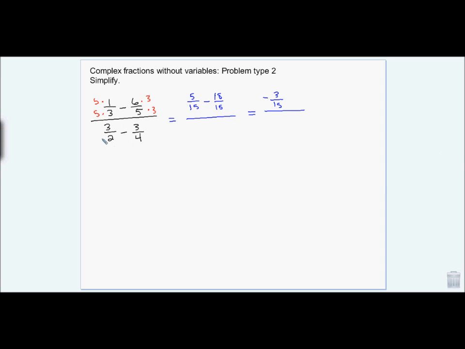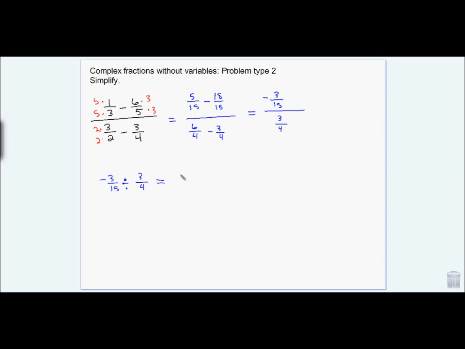Now I come back and I look at my denominator. Between a 2 and a 4, my common denominator is 4, so I only need to multiply that first fraction. And so I get 6/4 minus 3/4 to give me 3/4. Now I have a complex fraction I can deal with. So I have -3/15 divided by 3/4.